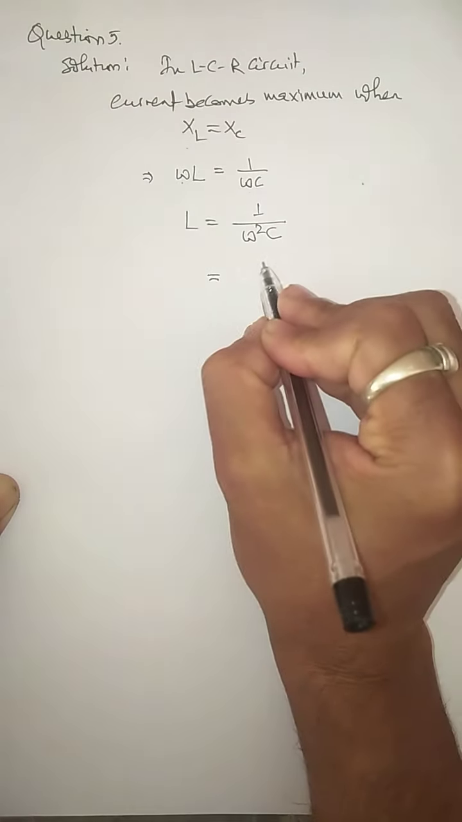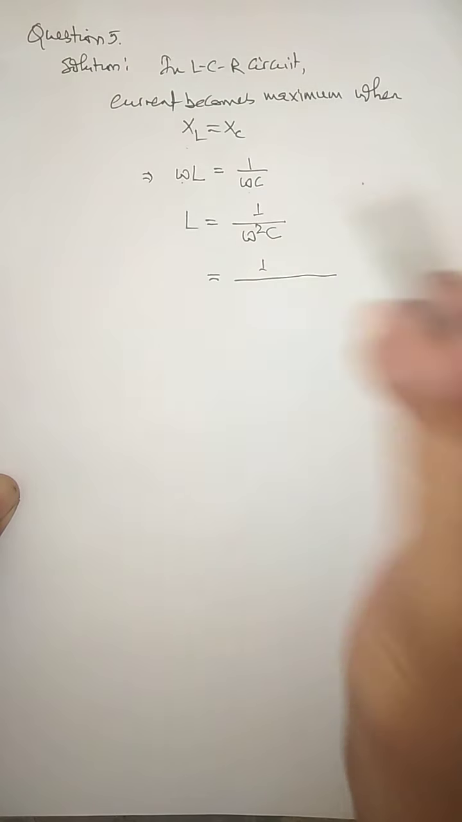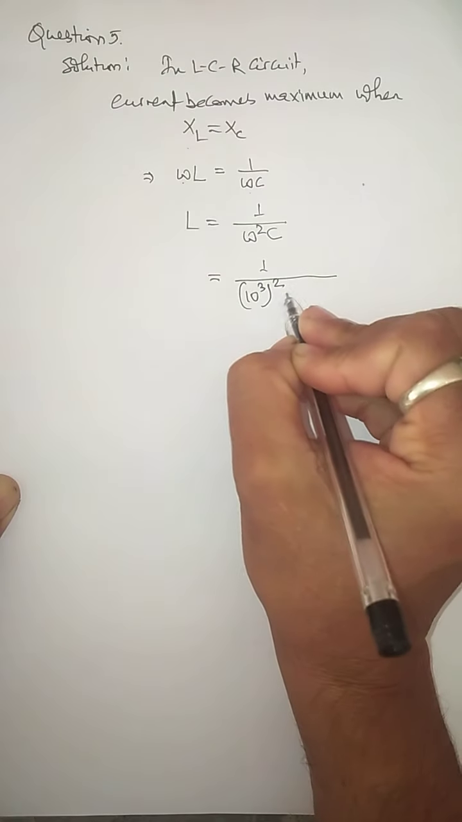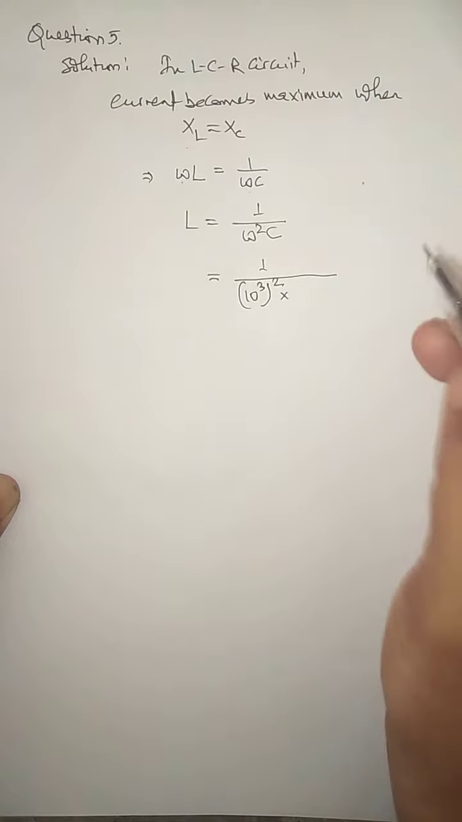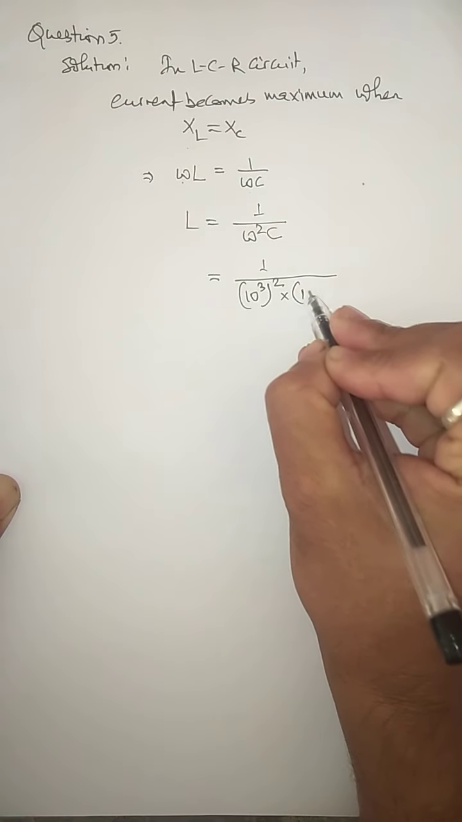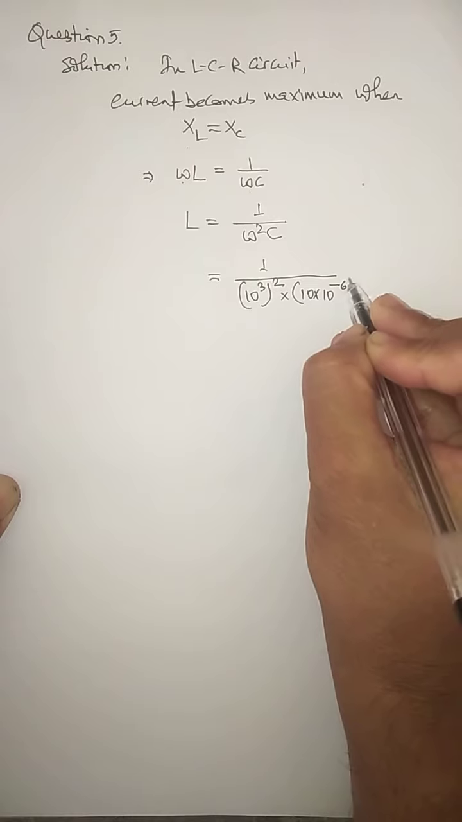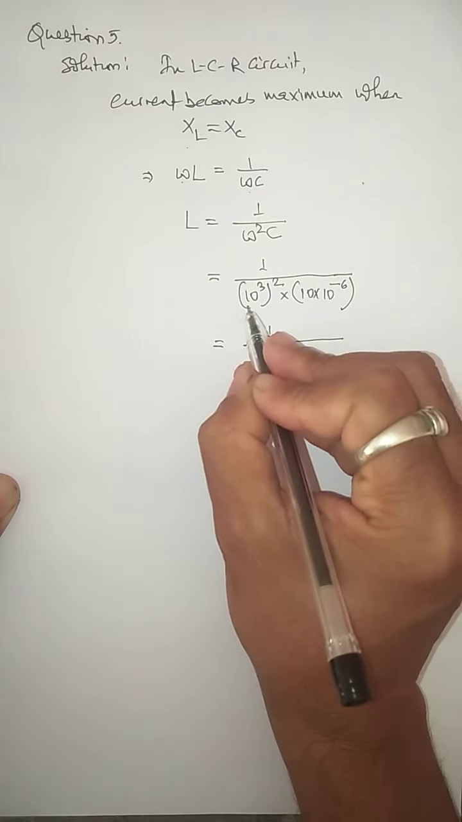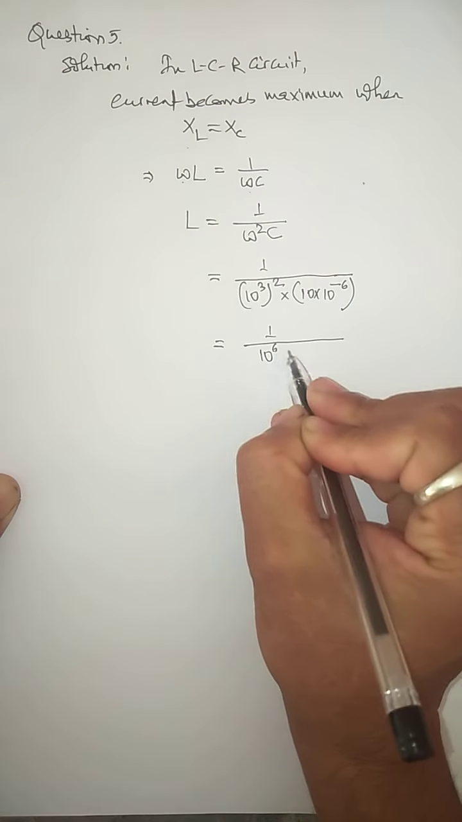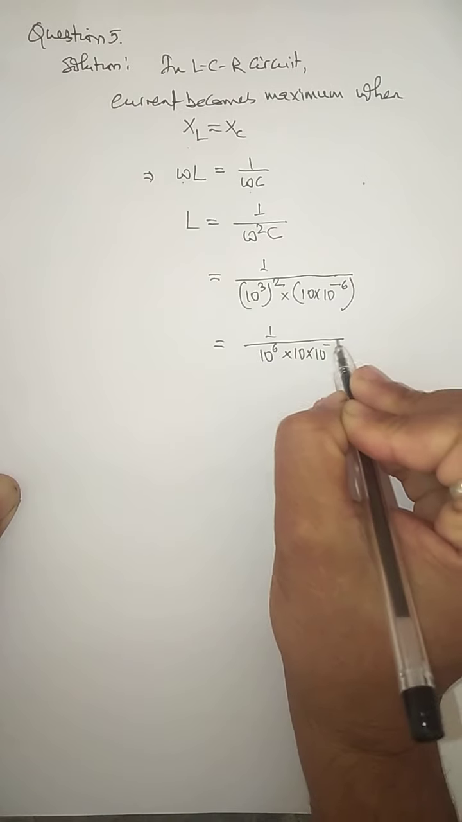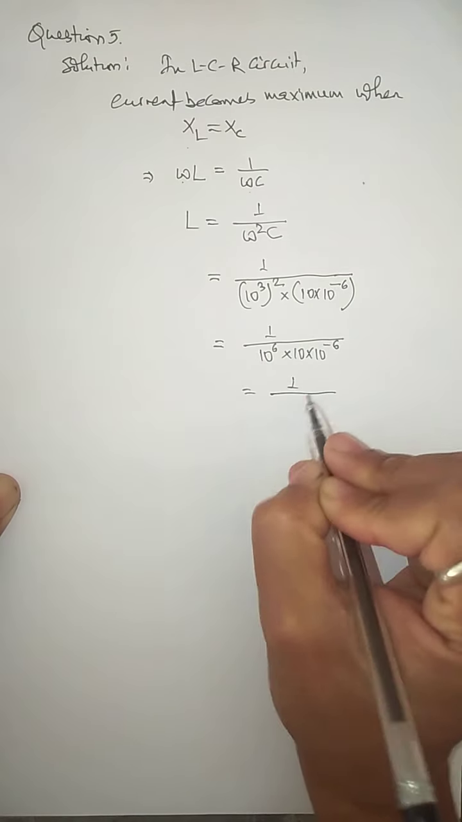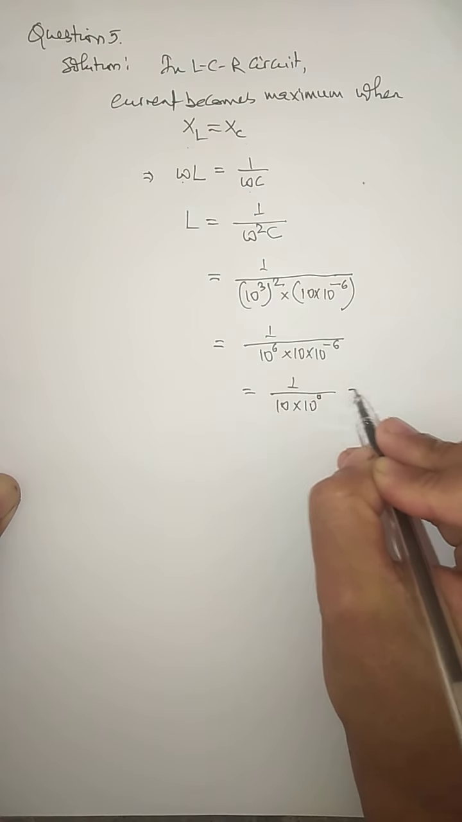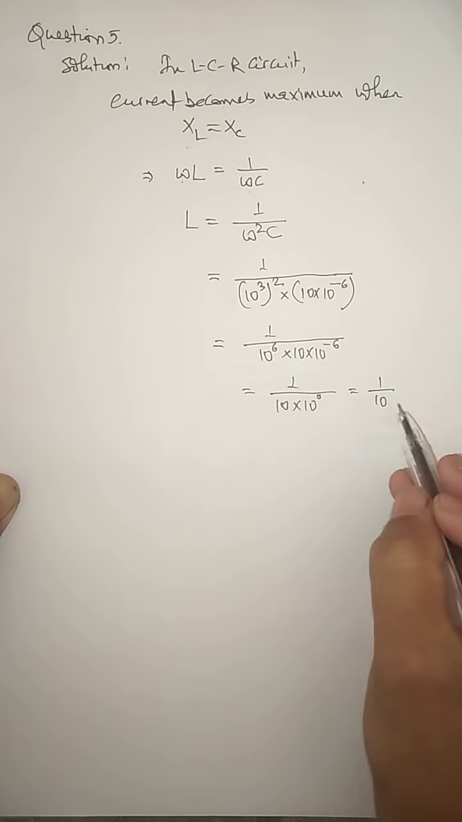Now let's substitute the values. 1 by omega, which is 1000, but I write in exponent 10 to the power 3, with whole square. C means capacitance, that is 10 microfarad. I write directly in microfarad, that is 10 into 10 to the power minus 6. So this is the capacitance. Let's simplify. 1 by 10 to the power 3 square means 10 to the power 6, into 10 into 10 to the power minus 6. Now 10 into 10 to the power 6 minus 6 means 10 to the power 0, which means 1 by 10 only, because 10 to the power 0 means 1.